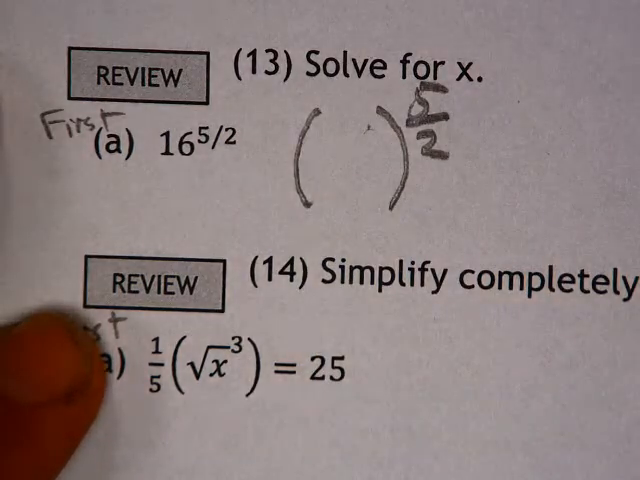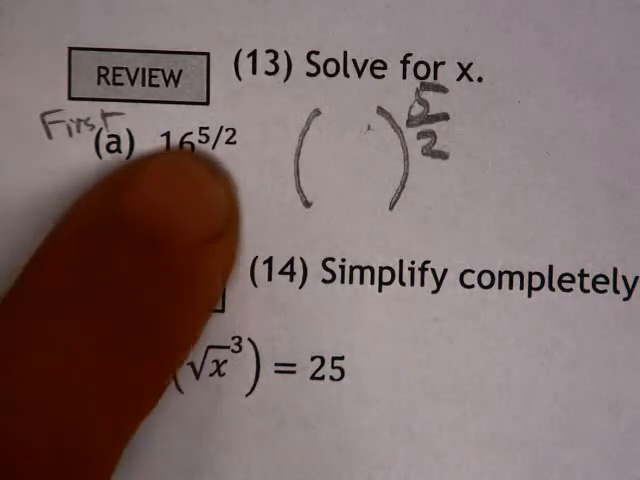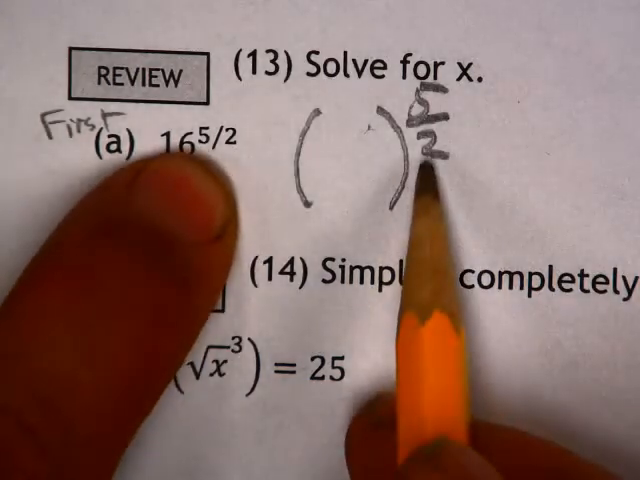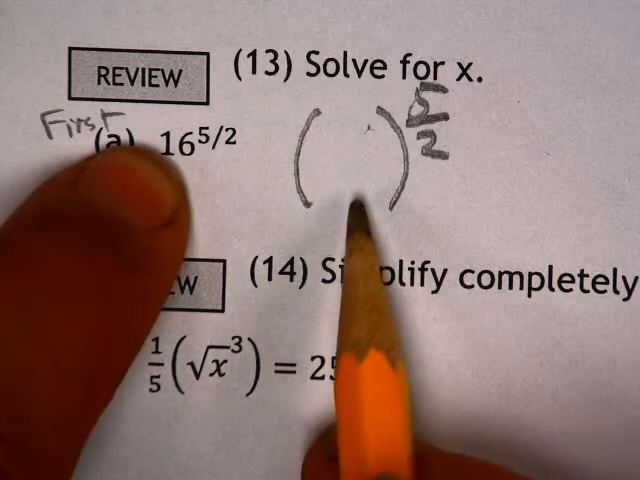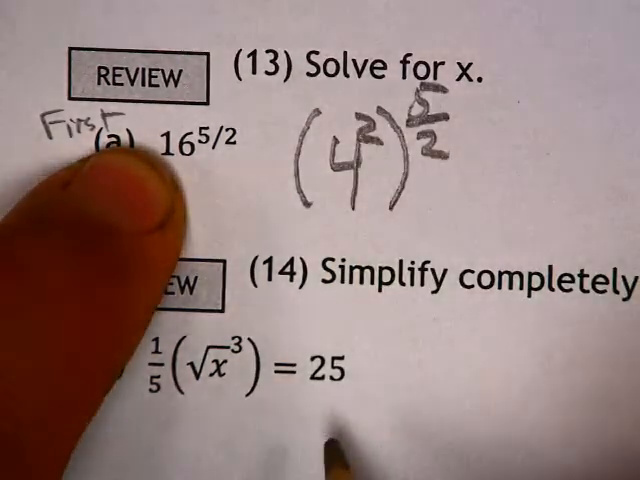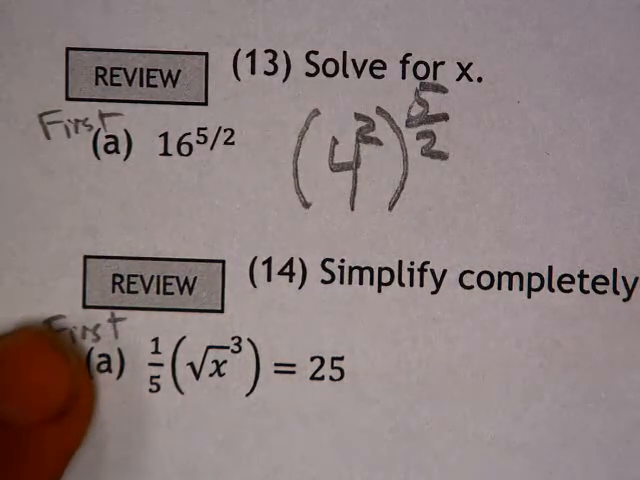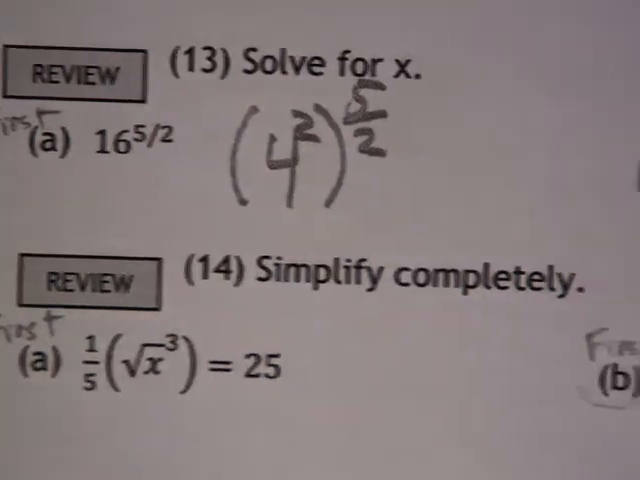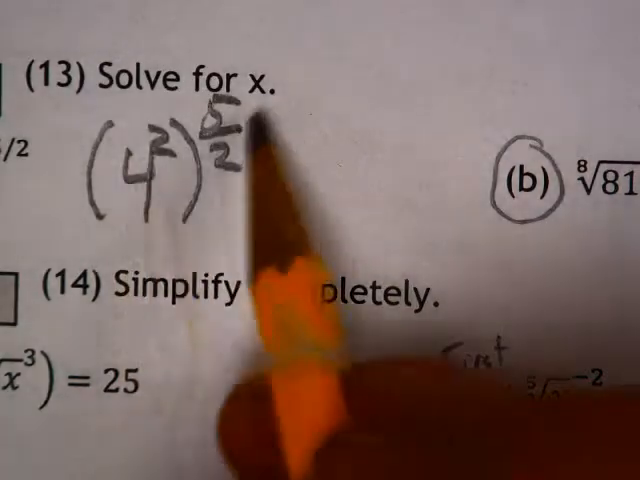Rather than just using a simple calculator, let's practice our math skills. When I look at this right away, I should know there's a 2 in the denominator, so how can I change the 16? If I change the 16 to a 4 squared, then it cancels off. Let's do the same thing with number 13b. You can finish this problem from here.